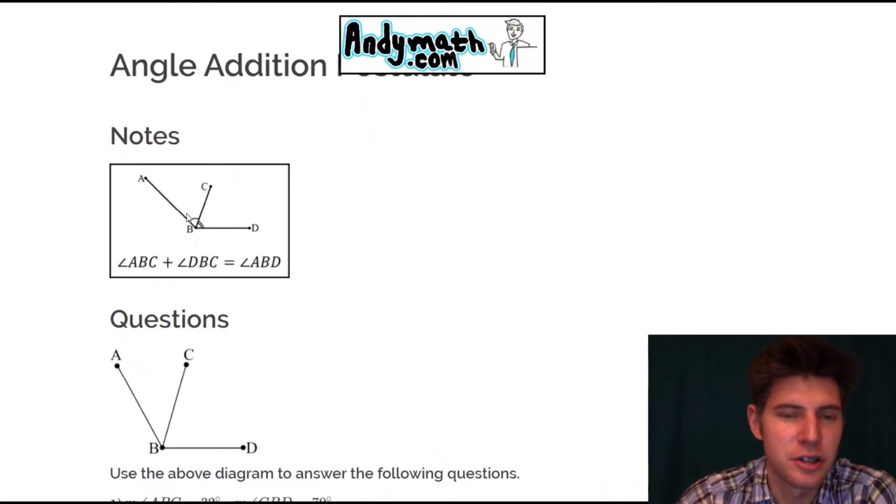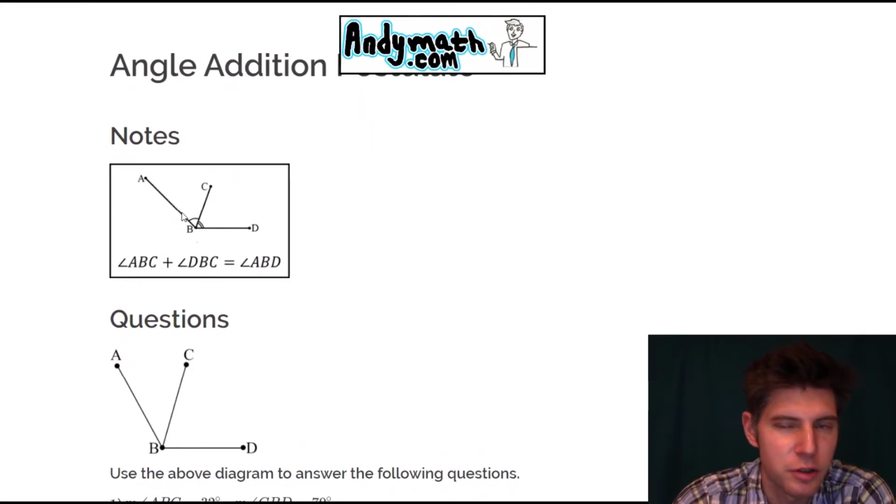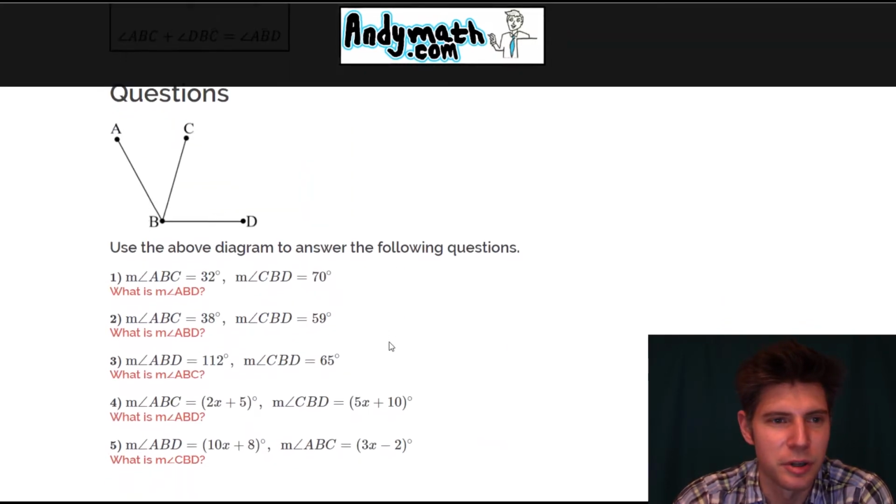So the idea of angle addition postulate is if you have two angles, angle 1 plus angle 2 will equal the whole thing. So ABC plus DBC equals the whole ABD. That's the angle addition postulate. And we'll just do 3 of these problems.